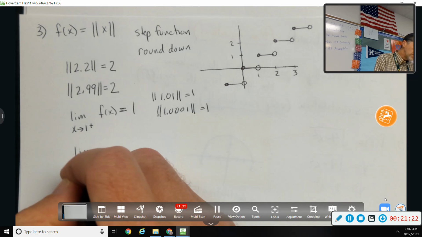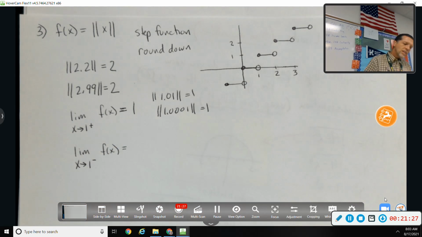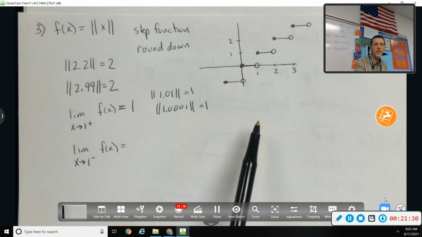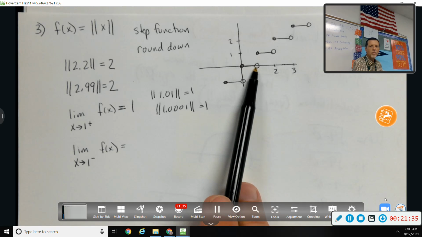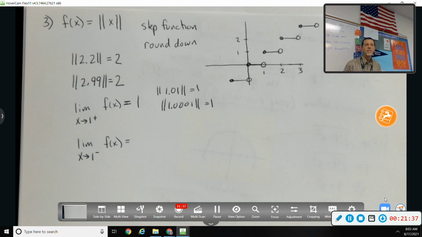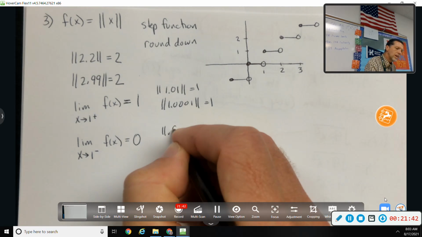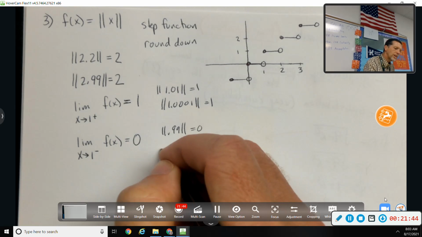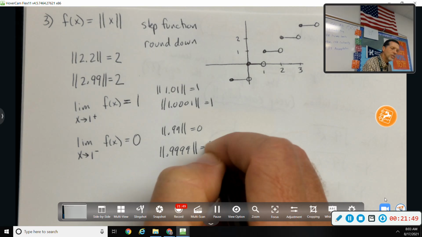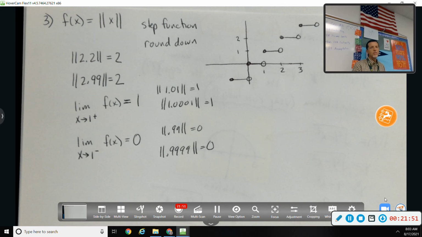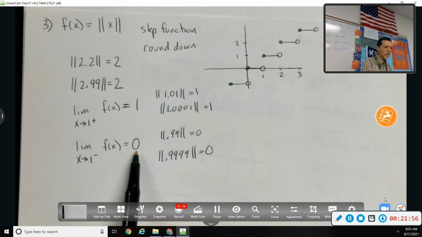But the limit as x approaches 1 from the left, so as x approaches 1 but a little bit less than 1, what's that answer? 0. Because then you'd be plugging in 0.99, which rounds down to 0, or even 0.999999999, but that would still go to 0. So the limit from the left, either from the picture or from the substitution, is 0.